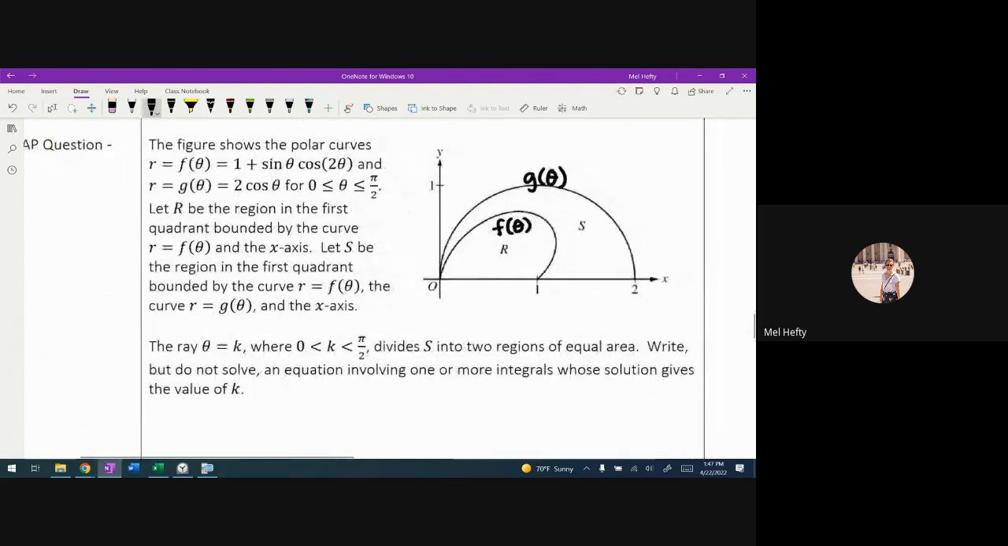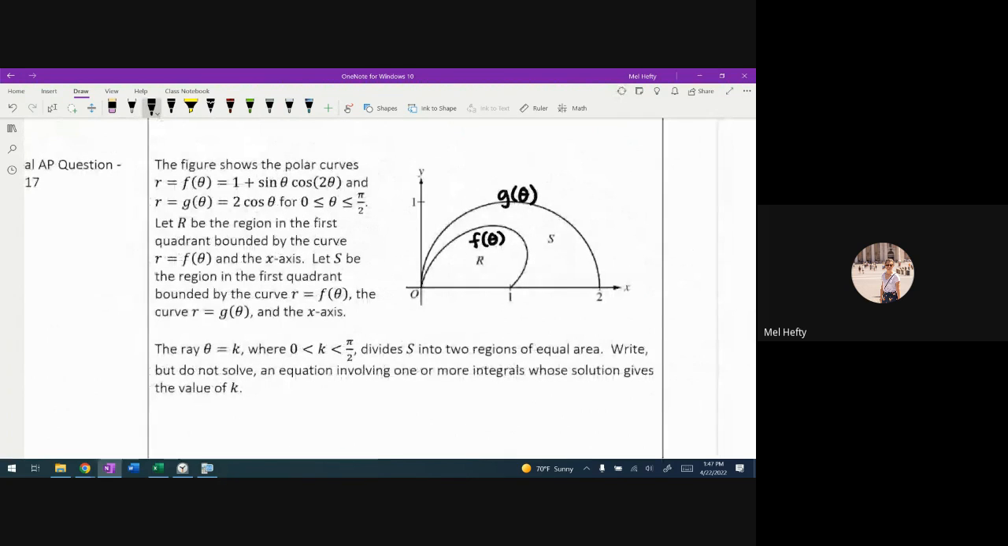Now, again, a lot of this stuff is similar to questions that you could be asked, like A/B style questions. This type of question seems to be getting asked a lot. I've seen it on a few recent AP exams where they have something going on where you are wanting to split this into 2 equal pieces. So this ray that they're talking about, theta equals k, it's theta equals some specific angle the entire time. So that's like taking a line and slicing this right down the middle.